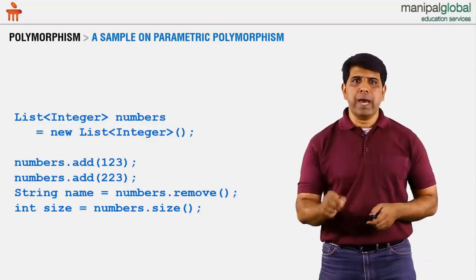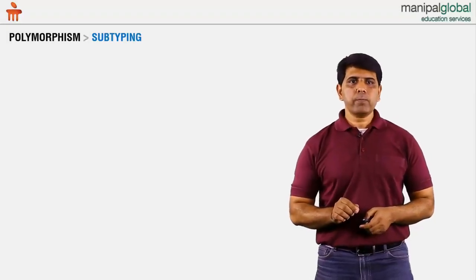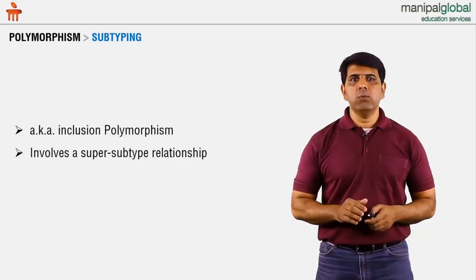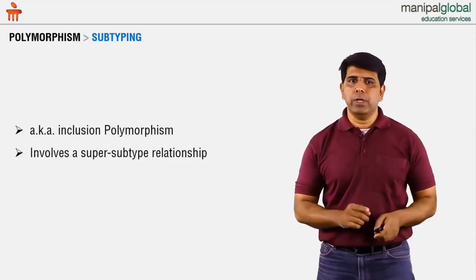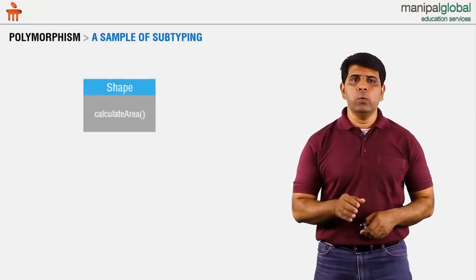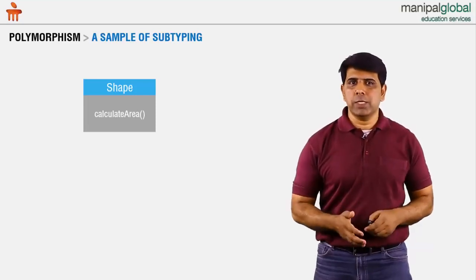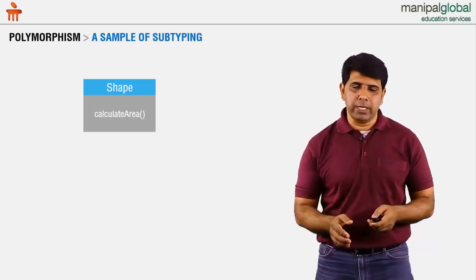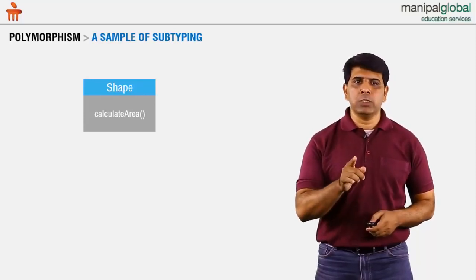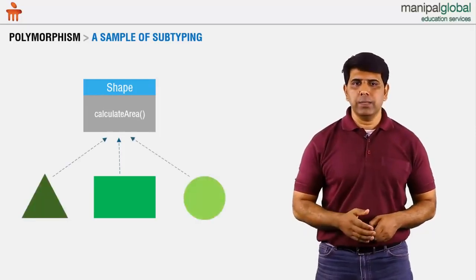Now, this is parametric polymorphism. The third type is subtyping. Here, it's also known as inclusion polymorphism. It involves a supertype-subtype relationship. Without this, it is not going to work. Now, as an example, we have shape. If I ask you to picturize a shape, I don't know what you're picturizing, but I'm sure a shape can be realized by using a square or a triangle or a circle.